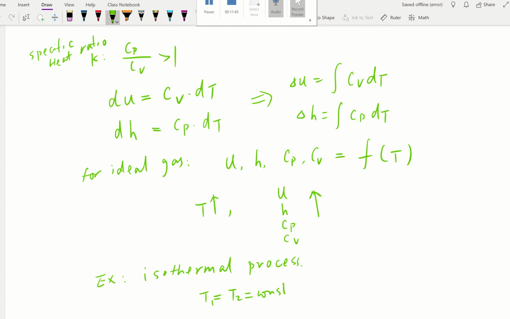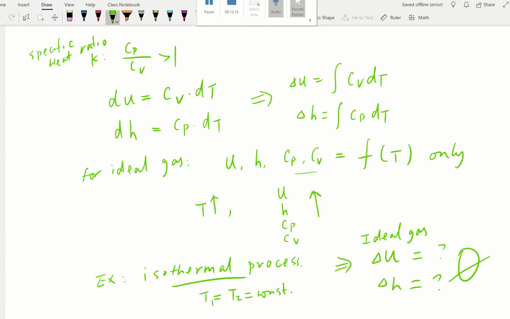If it's constant temperature, what do we have for delta U for ideal gas? And how about delta H? What do you think? Remember, ideal gas is a function of temperature only. So if temperature is the same, what do you think about the change in internal energy and enthalpy? That's right, equal to 0. So that's something quick we can conclude for an isothermal process. For ideal gas, the internal energy and the enthalpy change will be 0.